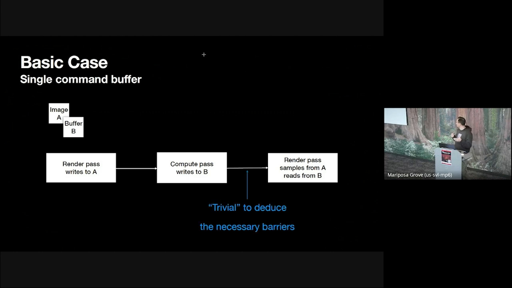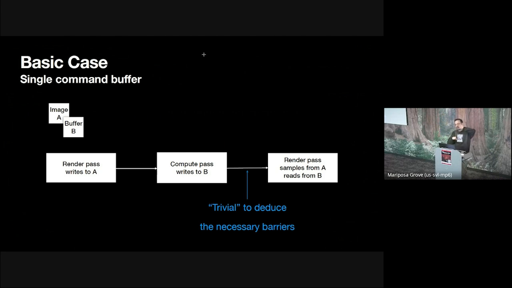So I claim that in this case, as long as we keep track of what pipeline stages are touching what resources, it is fairly easy to automatically deduce and emit the correct memory barriers as we go about recording commands into our command buffer. For example, when we're about to record this final render pass, we have already seen the entire preceding history and we know the context, right? We know that the image has been written to, we know that the compute has written to our buffer, and we know what's about to happen to them.